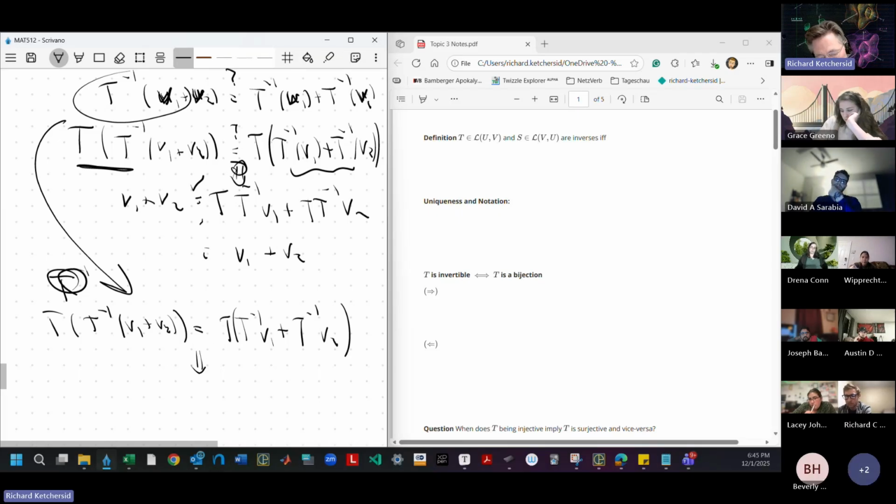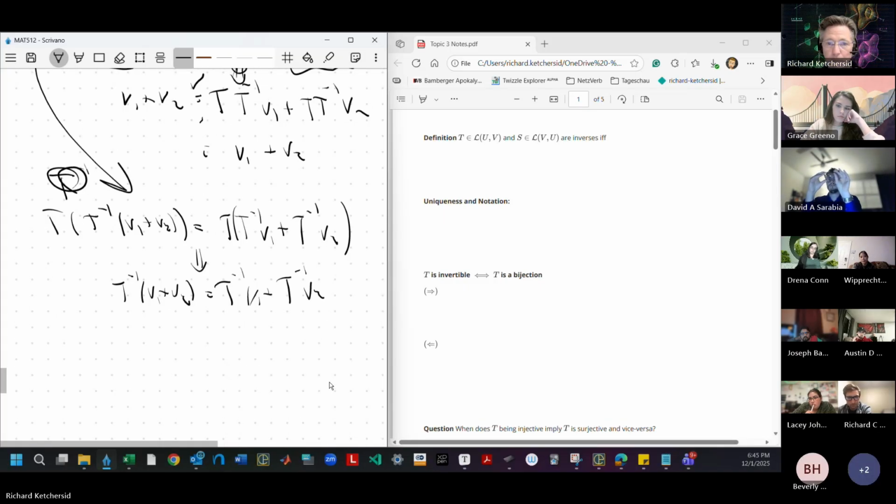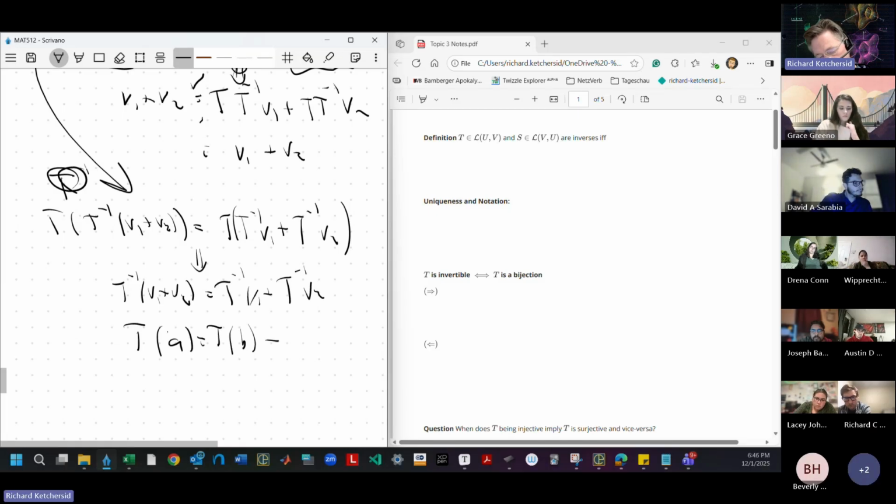Why does this allow me to say that T inverse of V1 plus V2 is equal to T inverse of V1 plus T inverse of V2, which is what I actually want to prove? Because they're both the inputs of the same function. Okay, good. So let's be a little bit more specific. If T of A equals T of B, how do I know A equals B? That's sort of what's going on here.